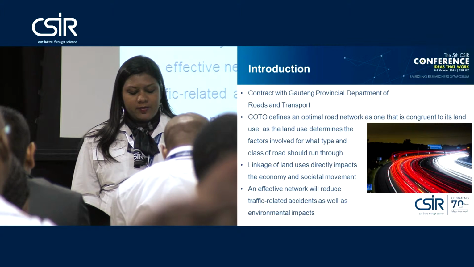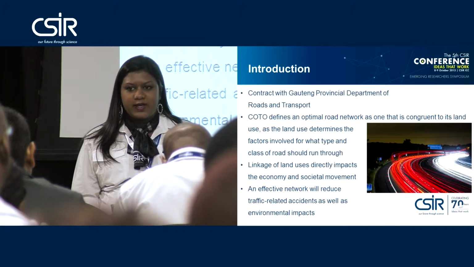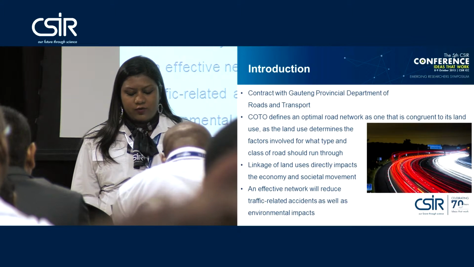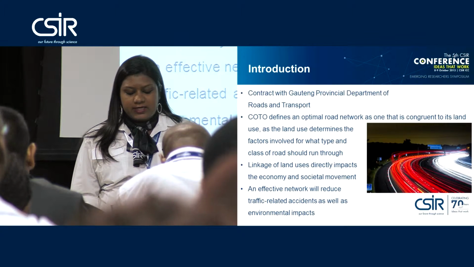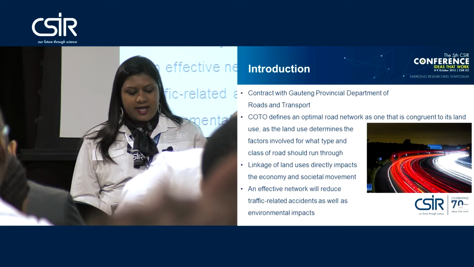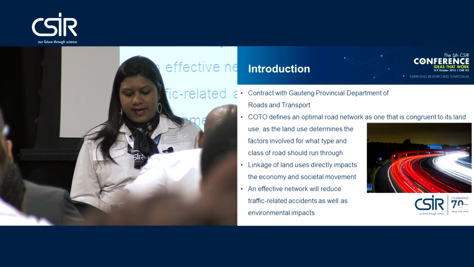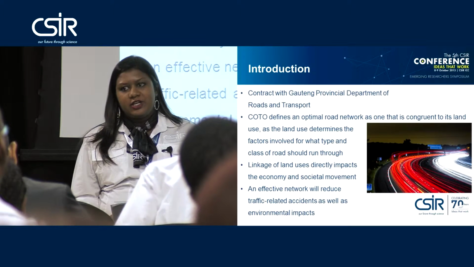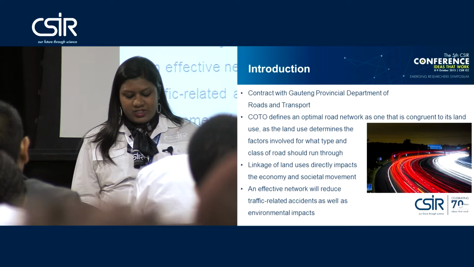The Committee of Transport officials states that an optimal road network is one that is congruent to its land use, as the land use determines the factors involved for the type of class that should run through it. The economic situation that South Africa finds itself in calls for a road network that links these land uses effectively, whilst being safe and efficient for societal use at the same time. The physical structure of the network affects driver behavior, energy consumption, and the environmental impacts associated with the emissions thereof.